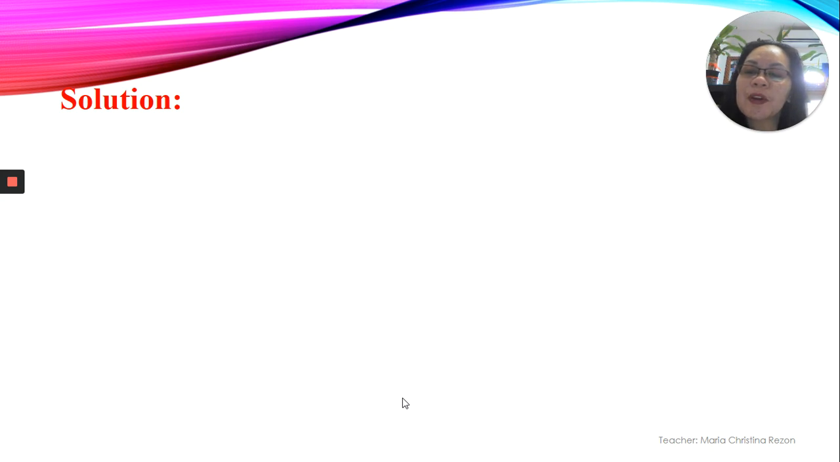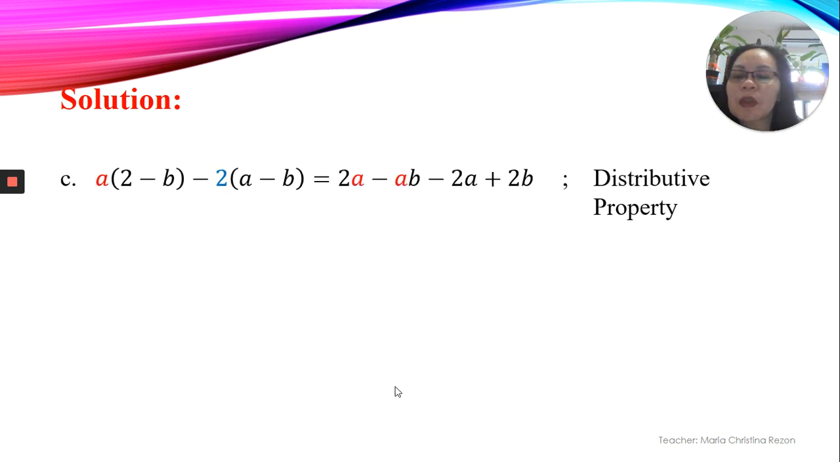Number 3, or the third example, letter C. You have a times the quantity 2 minus b, minus the quantity 2 times the quantity a minus b. Distributive property. So you are distributing a to 2 minus b. That is why you have 2a minus ab. Then you distribute negative 2 to a minus b. That's why you have negative 2a plus 2b.